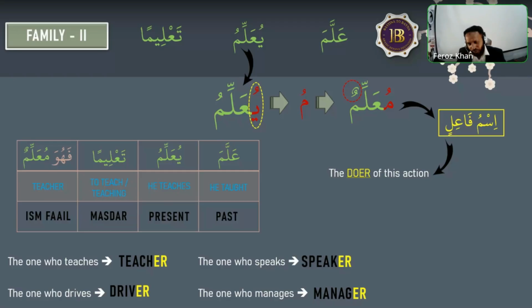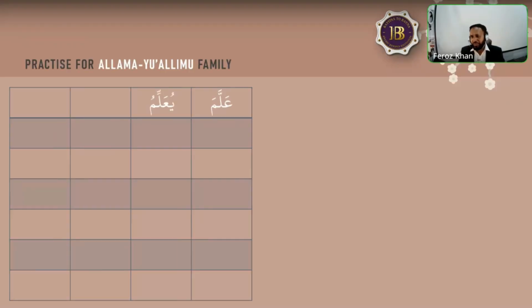So now you got the fourth member added in the list. So you're going to add all these members one by one. So this is how the table goes. Now any root letters, any one member I give, you should be able to do it.